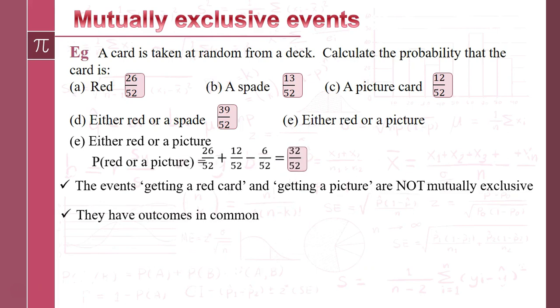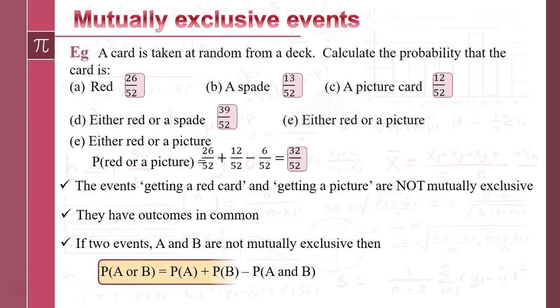Right, so what we're saying is that those two outcomes are not mutually exclusive, i.e. they've got outcomes that are in common, and so if we take our statement from the previous slide, which was if two events are mutually exclusive, then you just add them together. If they are not mutually exclusive, then the probability of A or B is the probability of A plus the probability of B minus the probability of A and B.